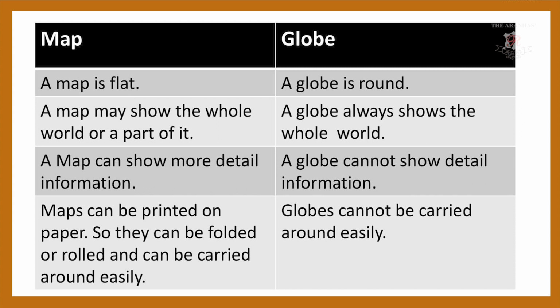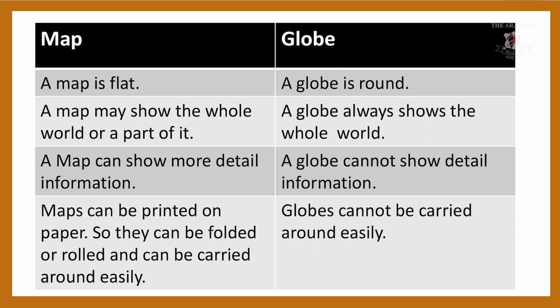Now a map is flat. It can be rolled easily, so it is flat. A globe is round in shape, spherical in shape. A map shows the whole world or a part of it. A globe always shows the whole world. If you want to see the whole world, you can just rotate it and see the other part also.